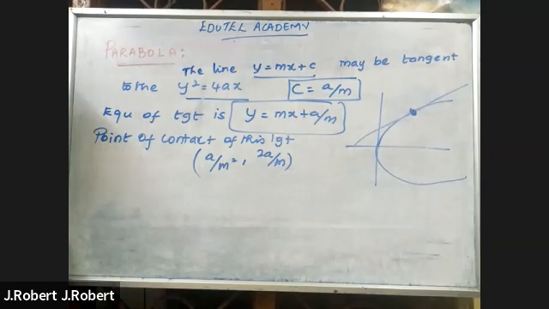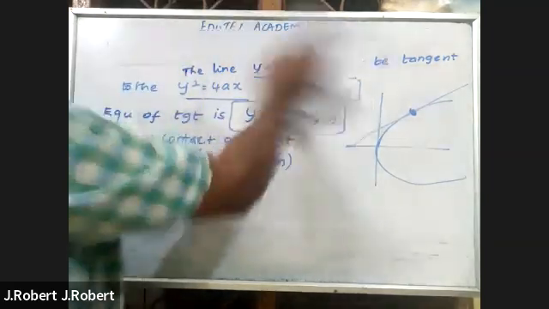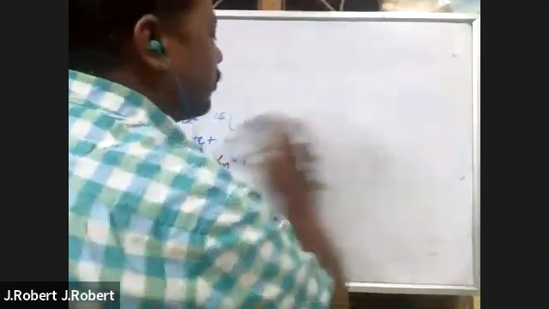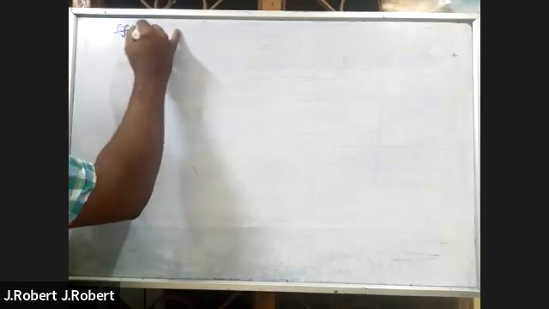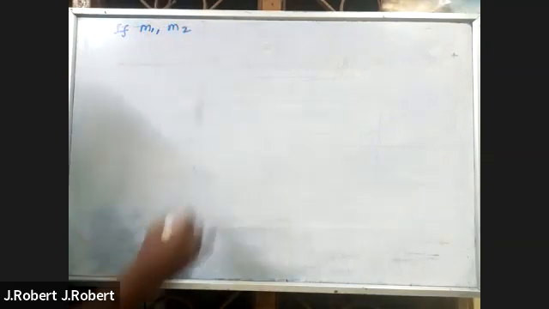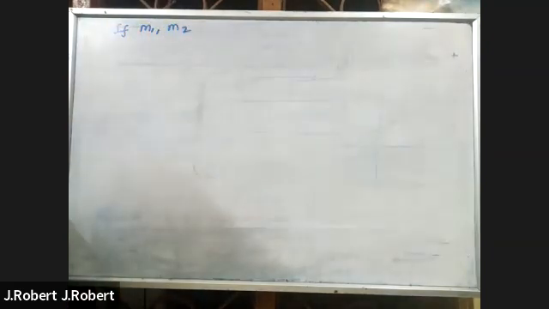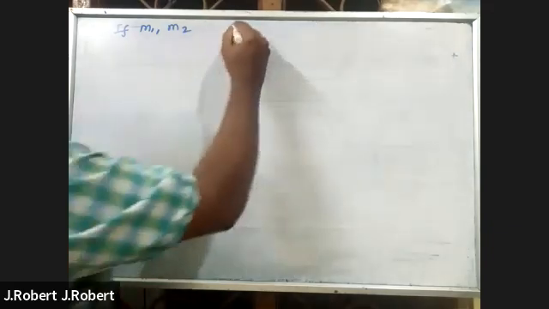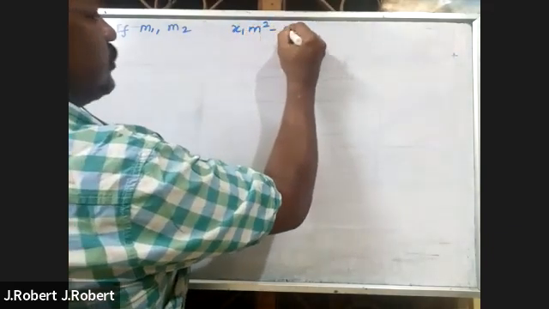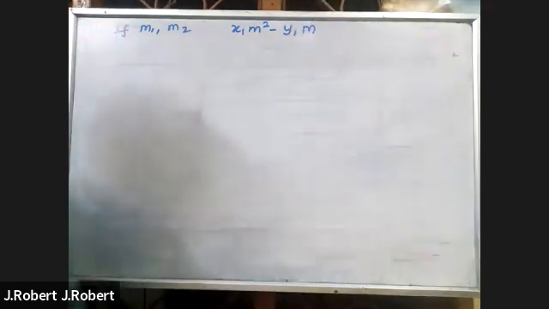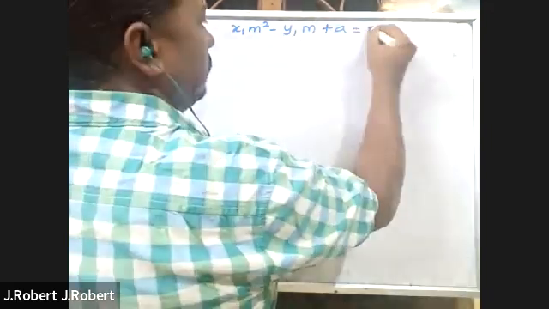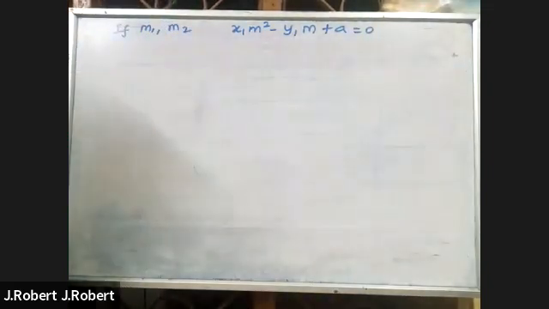Note this down. If m1 and m2 are the roots of the equation x1 m squared minus y1 m plus a equals 0, then this is the quadratic equation whose roots are m1 and m2.